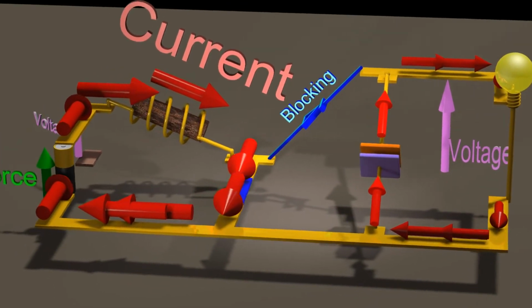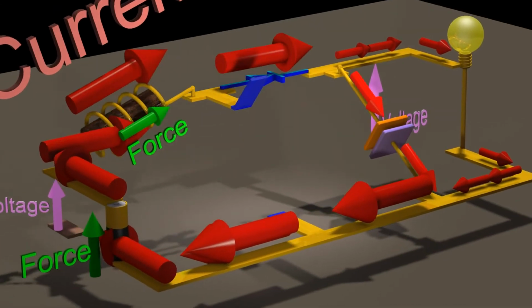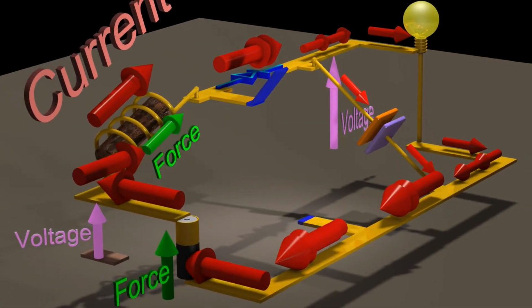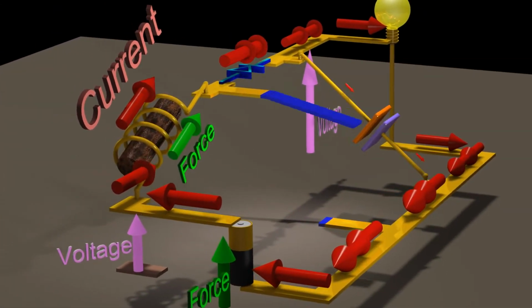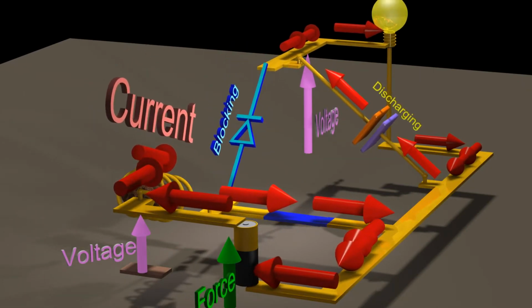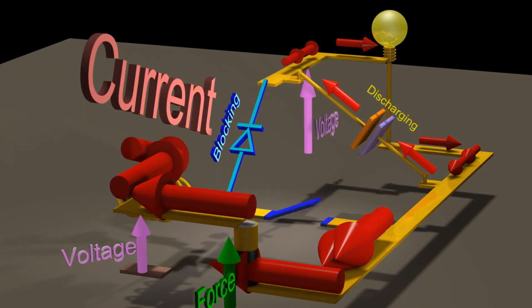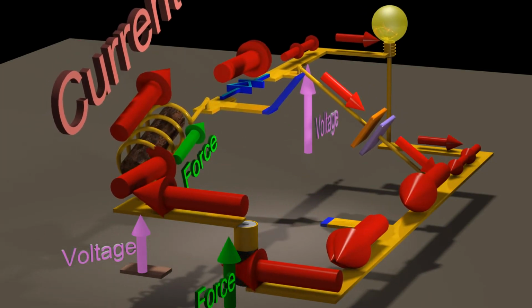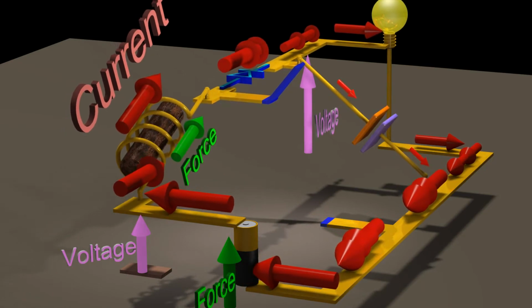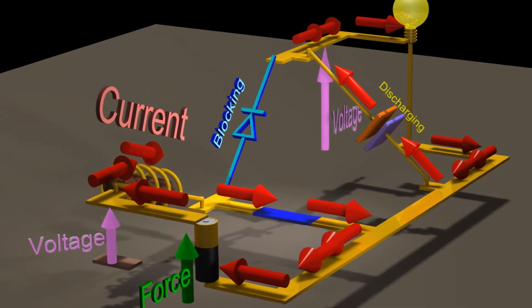Suppose we keep turning the switch on and off. By continuously turning the switch on and off, we have created a DC output voltage at the light bulb that is higher than the voltage of the battery. We call this a boost converter.